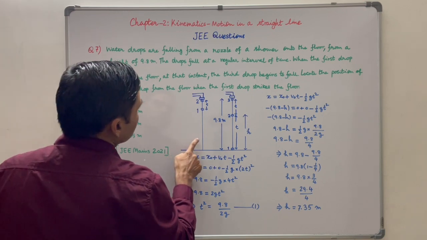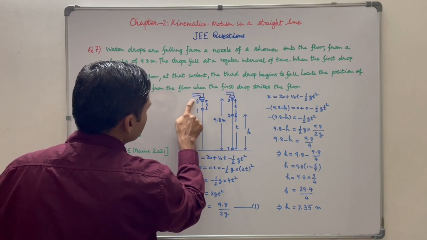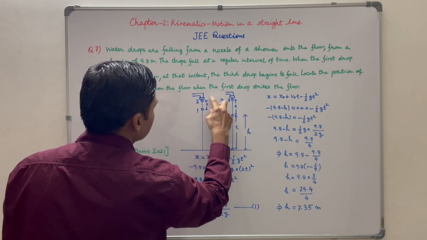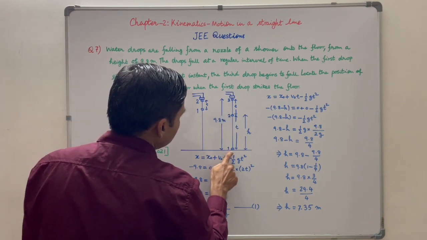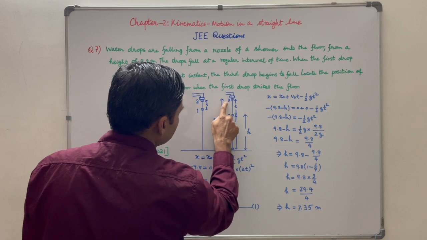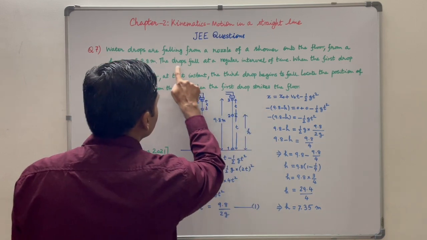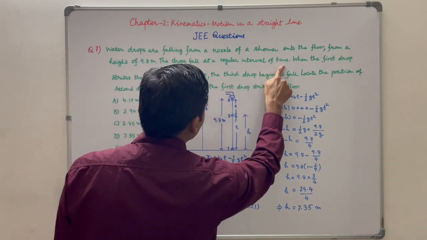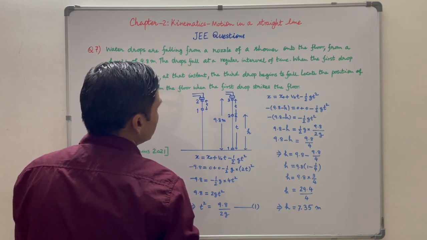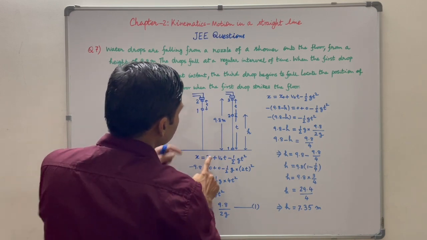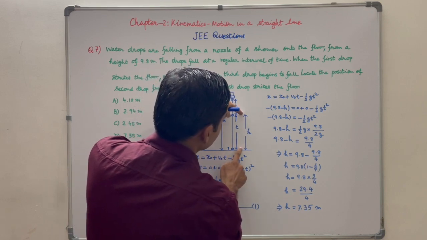So let us understand the question first. In this figure, drop 1 is here and drop 2 has just come out. Let us say time difference between them is t. In second figure, drop 1 has reached the floor. Drop 2 is here, drop 3 is here. Time difference between them will be same, as it is given the drops fall at a regular interval of time. But the distance they travel will not be same, as they are under accelerated motion. This height is given as 9.8 meter. We have to calculate this height.